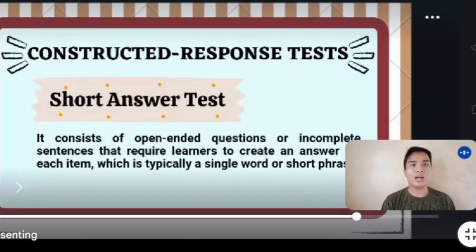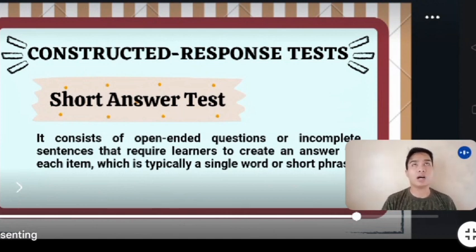So, one example of a constructed response test is the short answer test. It consists of open-ended questions or incomplete sentences. Usually, ang mangyayari dito, duduktungan na lang. There is already a pre-mentioned concept and the students will only follow.